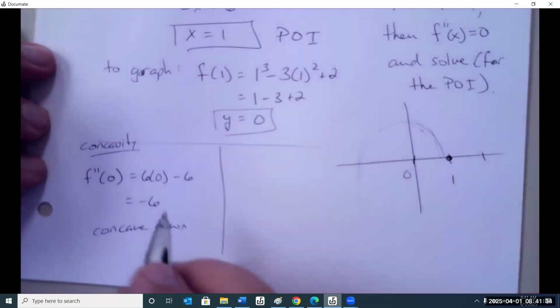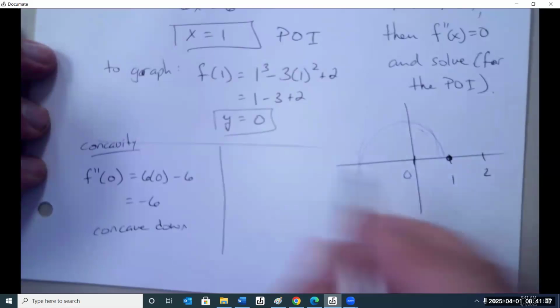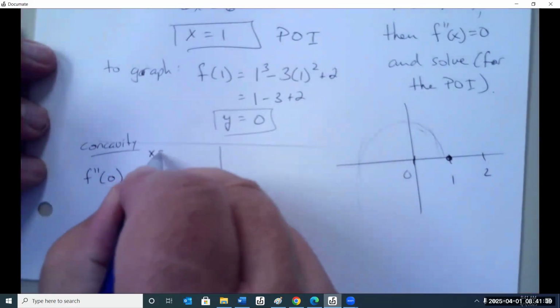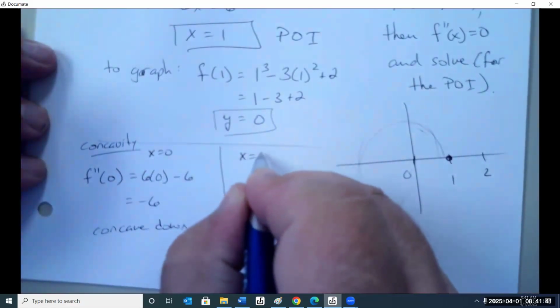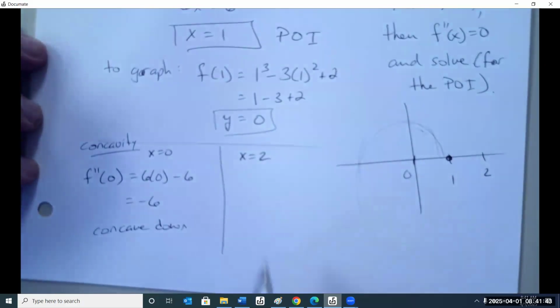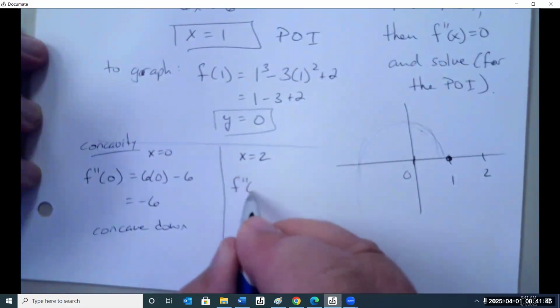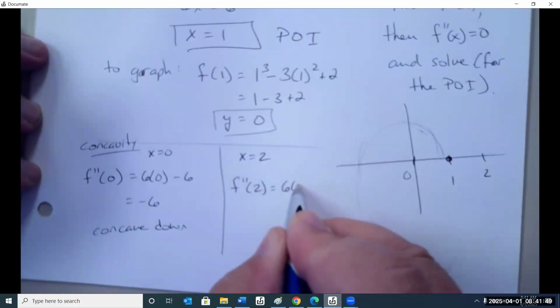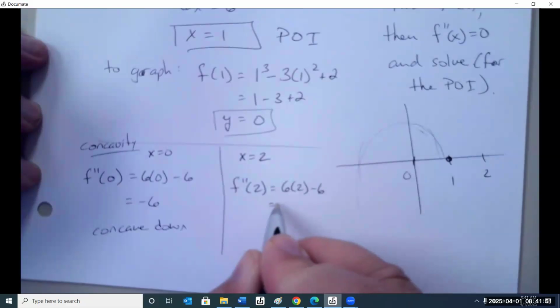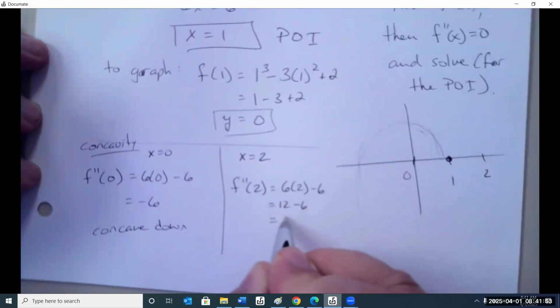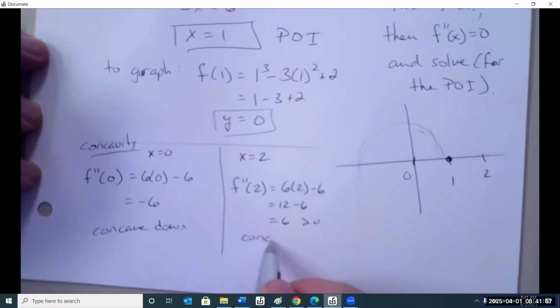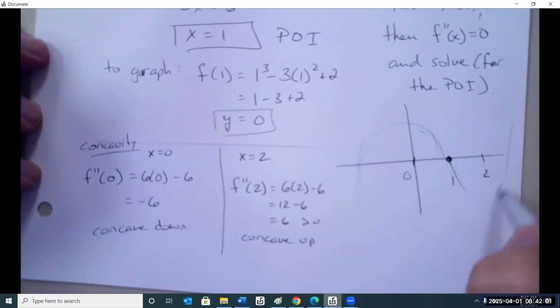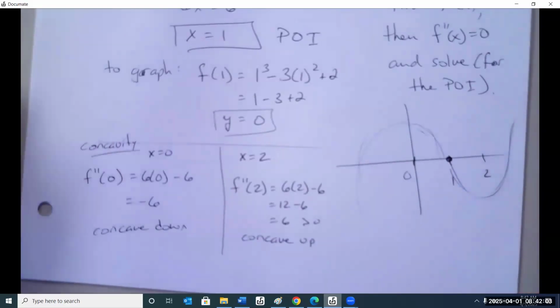Then pick a point on the right-hand side. Plug that in the second derivative. So we have 6 times 2 minus 6. 12 minus 6 is positive 6. It's positive, so it's concave up. The graph's something like this.